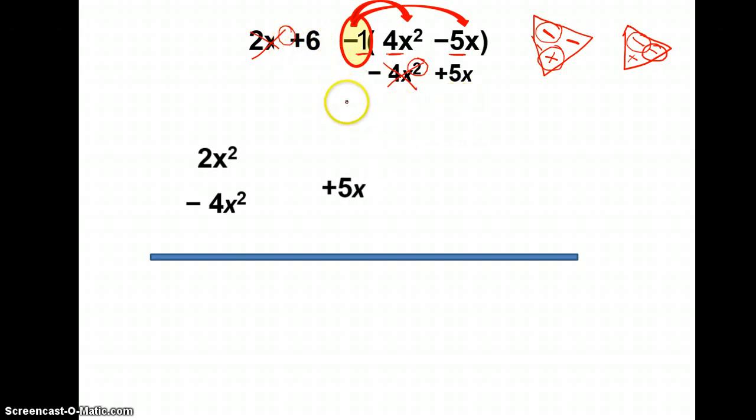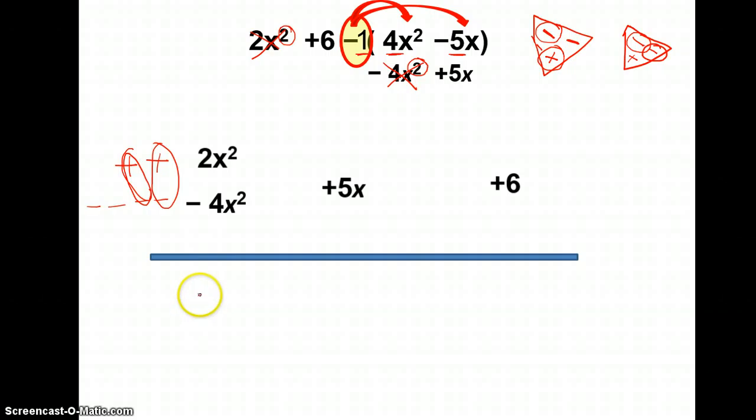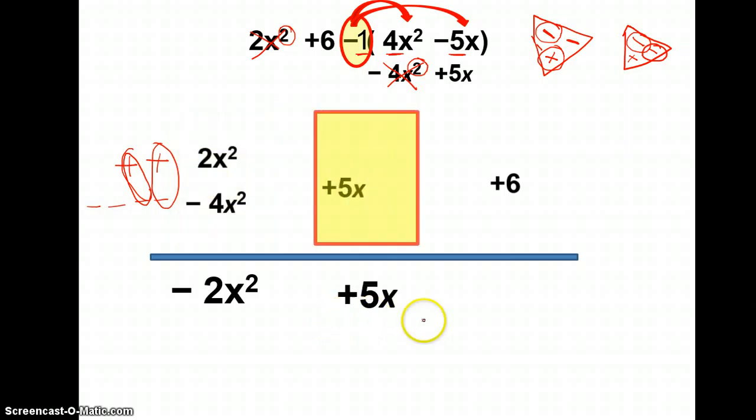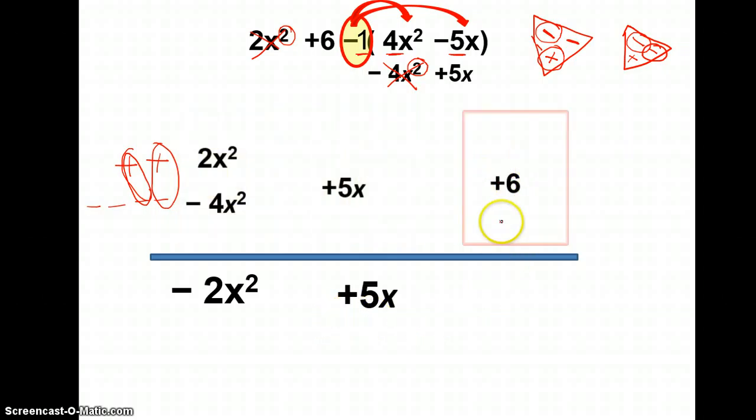There's my plus 6. All right, now I'm going to group these together. So I have 2 positives and 4 negatives. Those cancel out. I'm left with, you guessed it, 2 negative x squareds. It doesn't have anything to be grouped with, so it just comes out to be 5x. This has nothing to be grouped with, so it's going to end up just being positive 6.